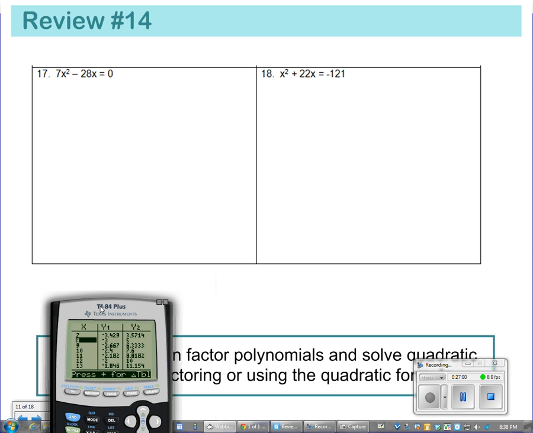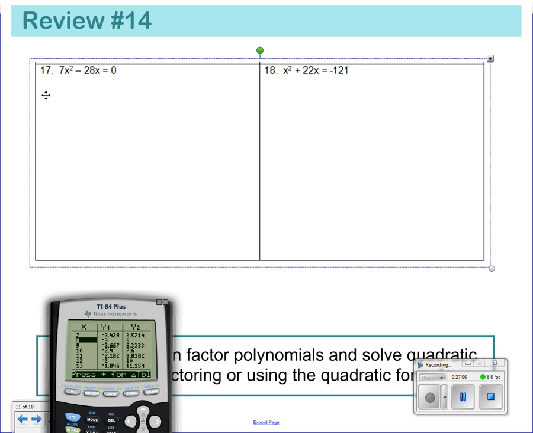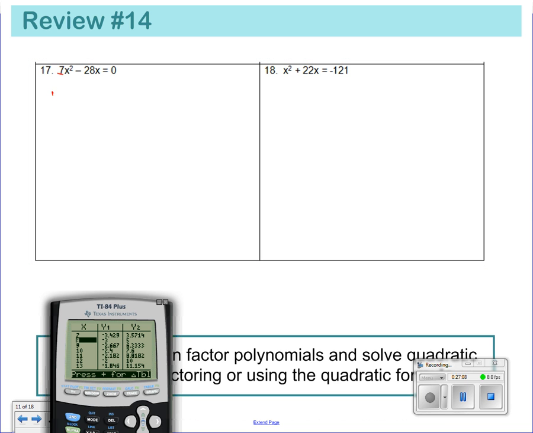Going to number 17. Looking at this one, GCF. We do have a number in front of the x squared. So for the GCF, let's check to see, does 7 go into all our terms? And 7 does go into 28, so that's a true statement. Also notice that they both have x's, so we're going to pull out an x also. Rewrite it. We'll take out a 7x.